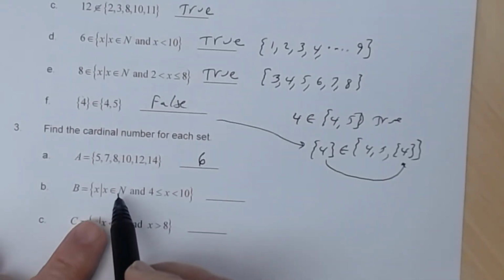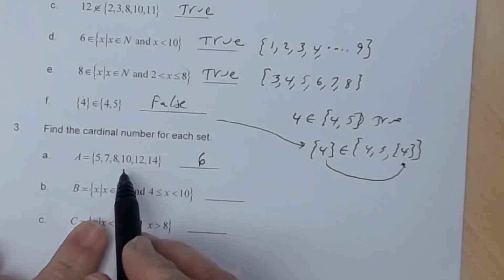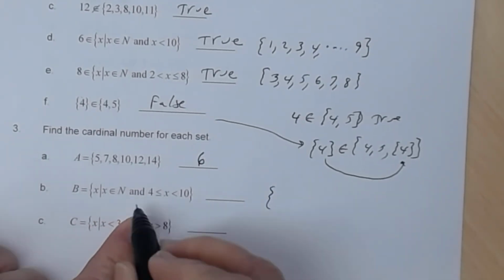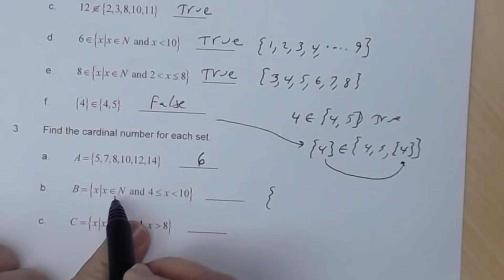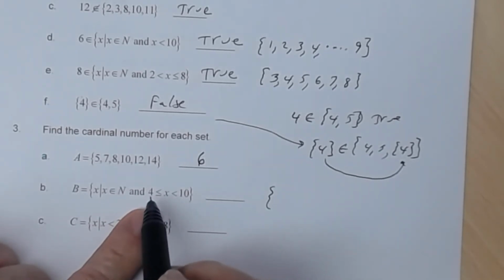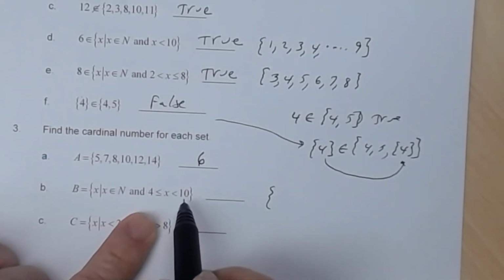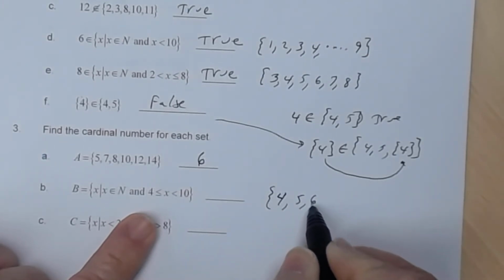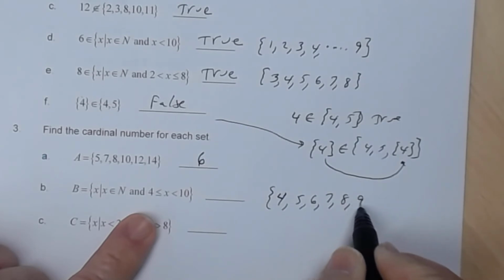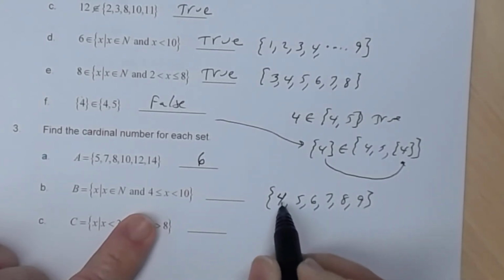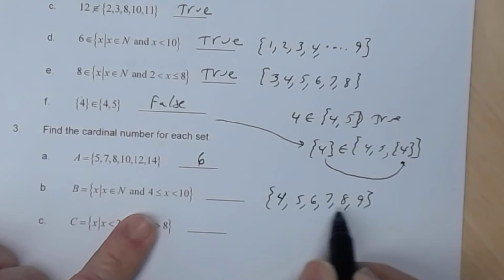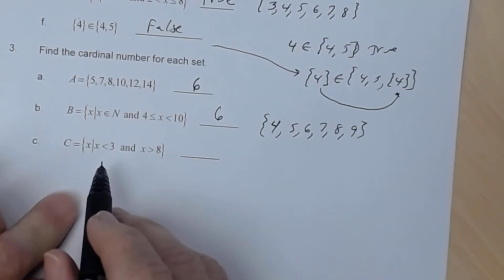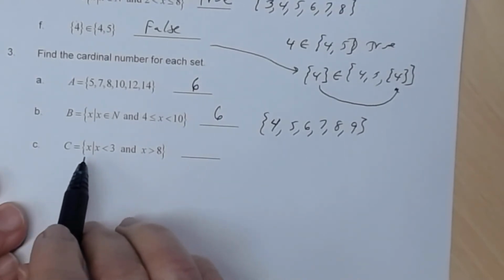What you may want to do for part B is actually list this in roster notation just like this was. And so you're told that this set consists of natural numbers, and they are between 4 and 10, including 4, not including 10. So we have 4, 5, 6, 7, 8, and 9. And so when I count these, that's 1, 2, 3, 4, 5, 6. That's 6.